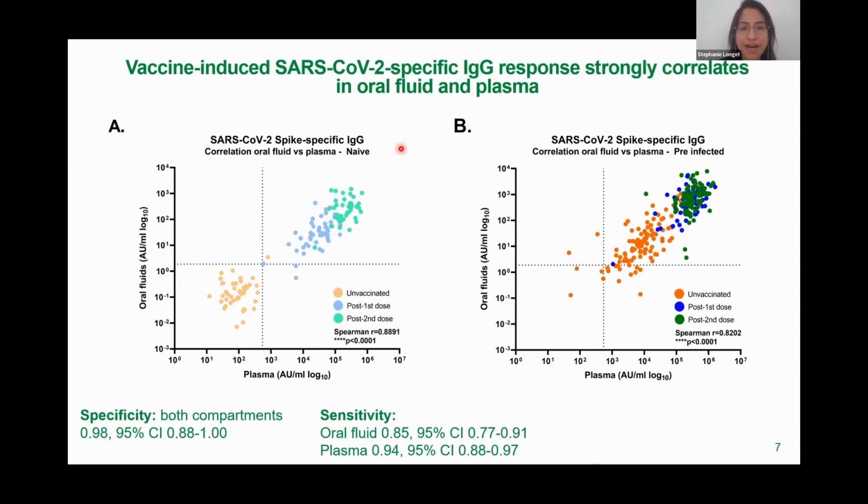We determined a strong correlation between spike-specific IgG responses in oral fluid versus plasma in naive and pre-infected participants. But the sensitivity was lower in oral fluid compared to plasma, while the specificity was similar.